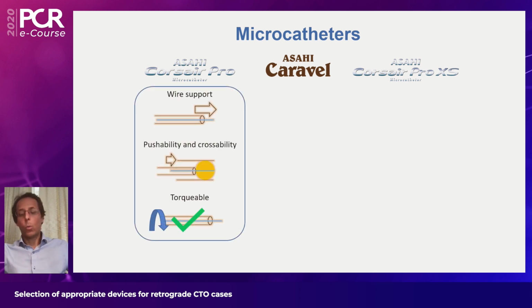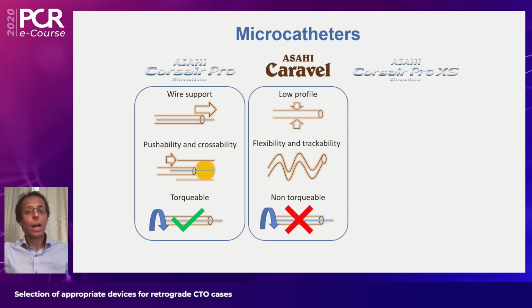So when you compare the microcatheters from Asahi Intecc, you see the Asahi Corsair Pro, which gives a lot of wire support, pushability, and crossability, and is torqueable, as we have seen in the video from Paul. The Caravel actually is a low-profile microcatheter, very flexible with good trackability, but doesn't give you so much wire support. It's important to know, Paul also announced it, that it is not torqueable. This is really important because if you over-rotate the Caravel and the tip is fixed, the tip may be destroyed.